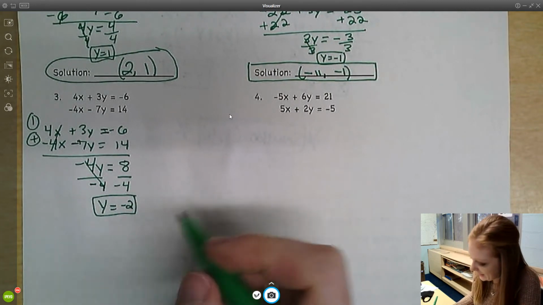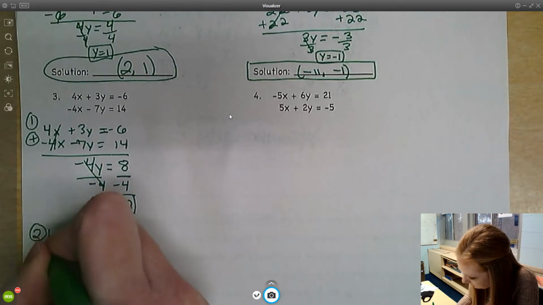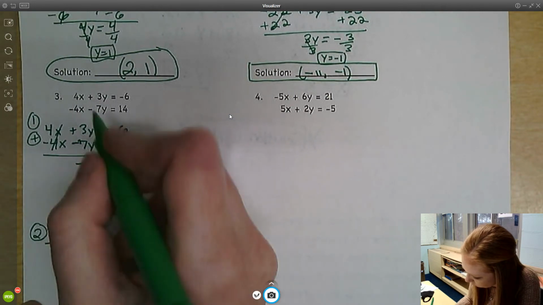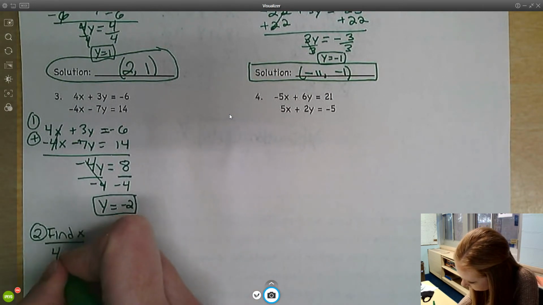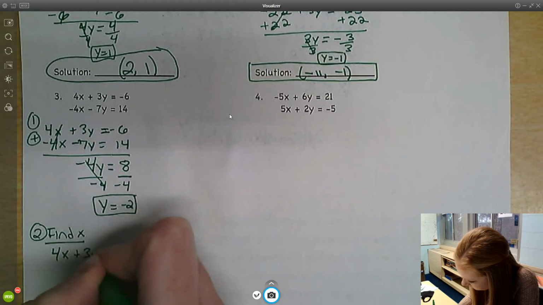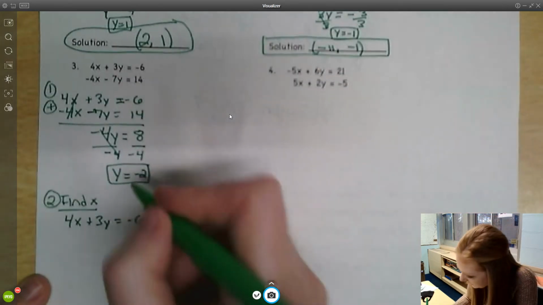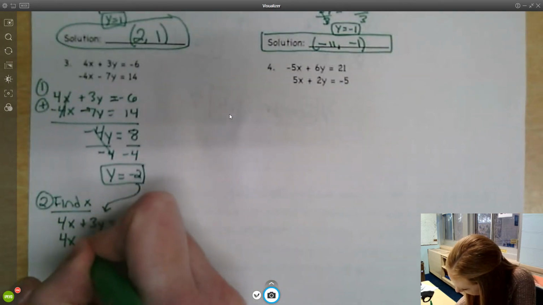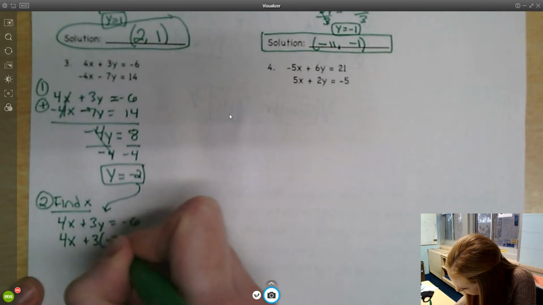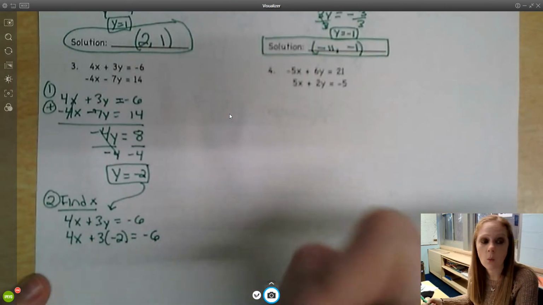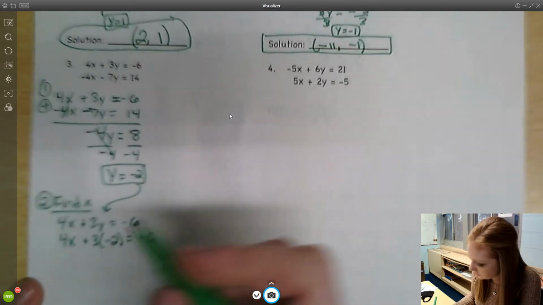Now we have to find x. So our second step here is to find x. Rewrite one of the originals. Pick whichever one looks easier to you. Fill in negative 2 for y and solve for x. Again, this one is in a different order because it just so happened that x canceled out, so we found y first. And now we're finding x.